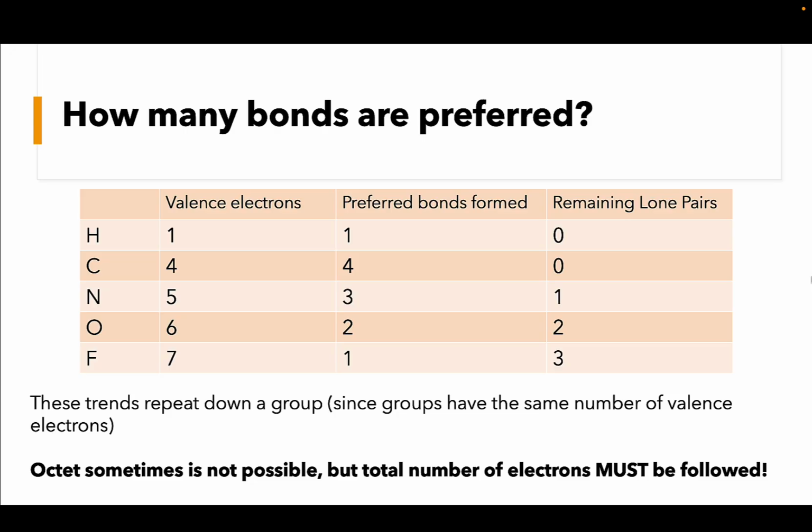And finally, you may see out there, and this is a bit beyond the course, structures that do not obey the octet rule. That's not wrong. Octet sometimes is simply not possible, but what always must be adhered to is the total number of electrons. Fluorine brings 7 valence electrons. When you write your depiction of something containing fluorine, it's brought 7 electrons. They've got to be accounted for on your final diagram.